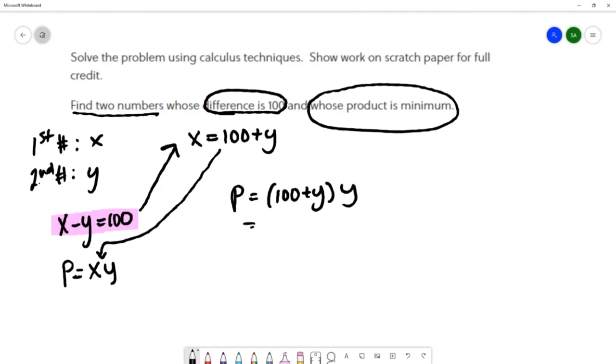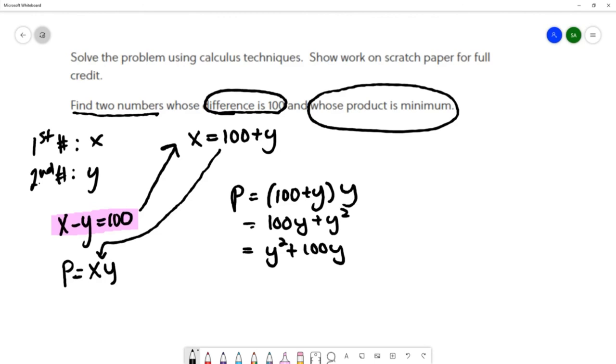And I'll use the distributive property to get 100y plus y squared. And I can also write this in descending order. That's my preference. So that's y squared plus 100y. So now I have the product of these two numbers written as an equation with only one variable. So I'm ready to do my calculus techniques on this equation.